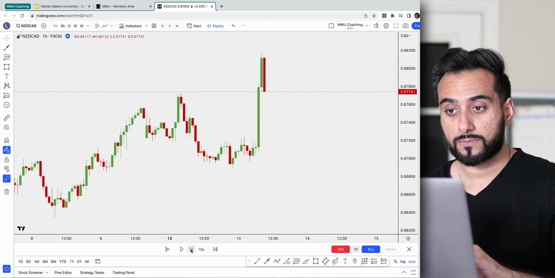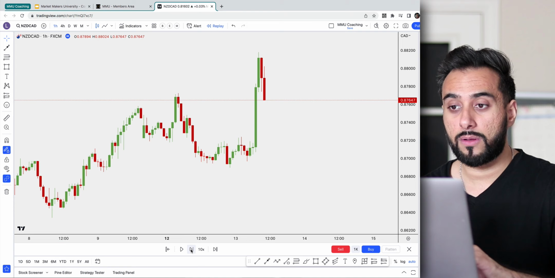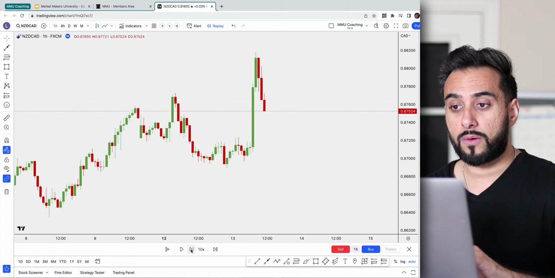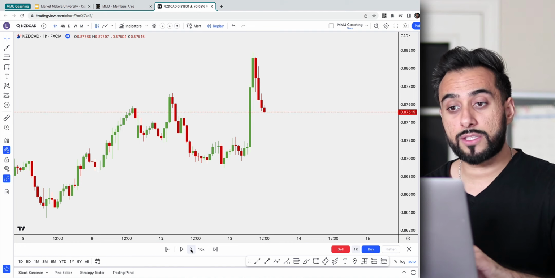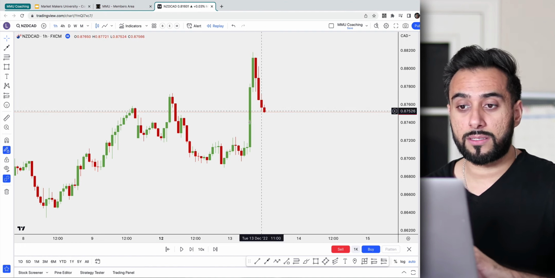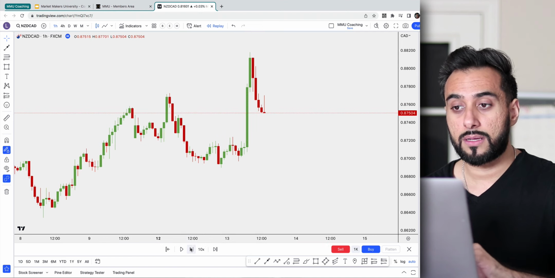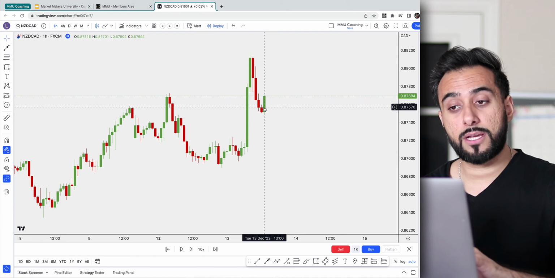We see here a long red bearish candle. We see another candle, and the next candle is getting smaller, and the next candle is getting even smaller. So this could be a potential sign for momentum being lost. And in fact, this shows a potential rejection.